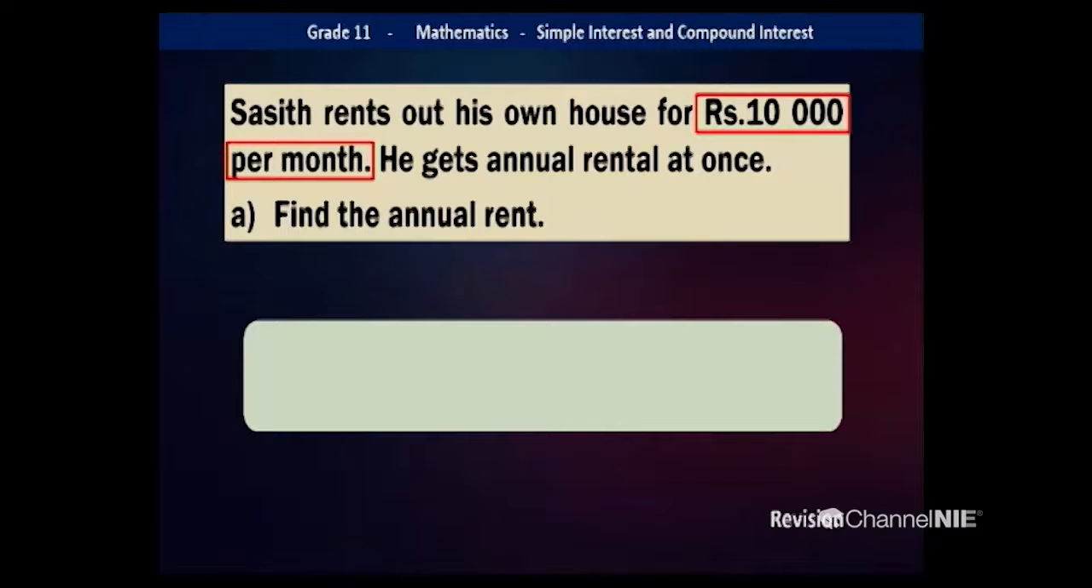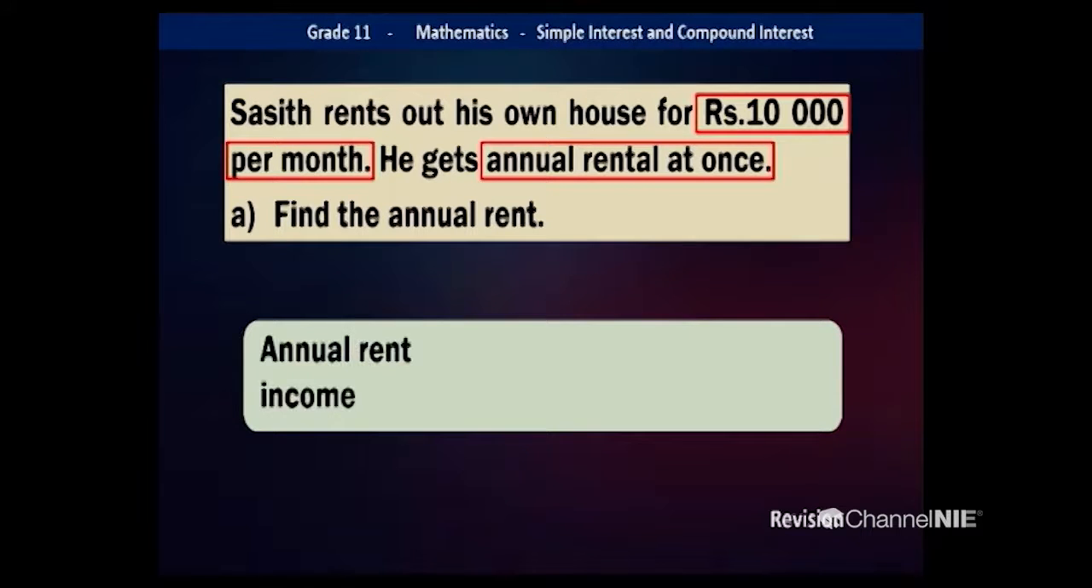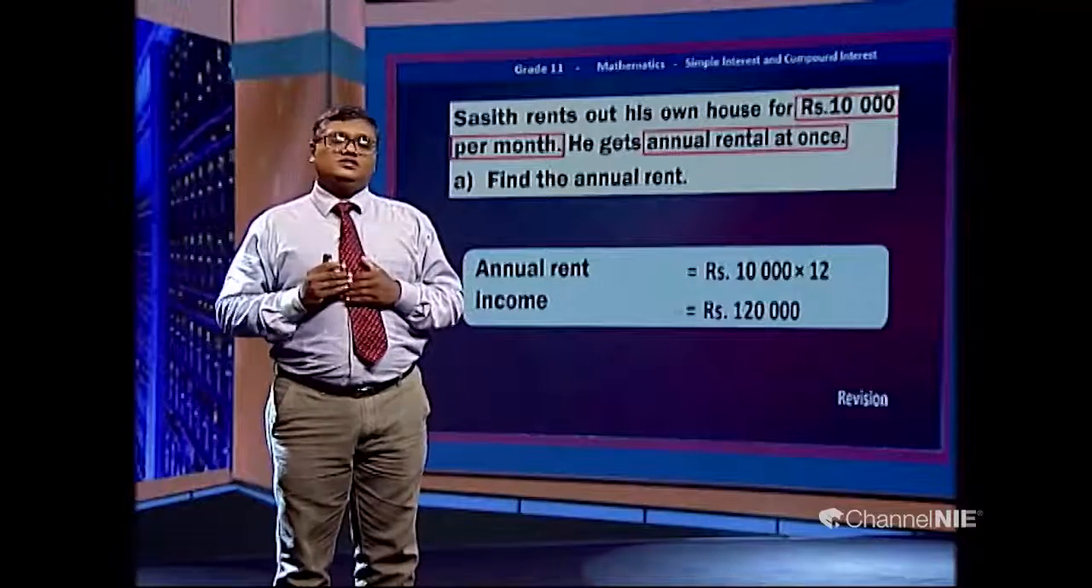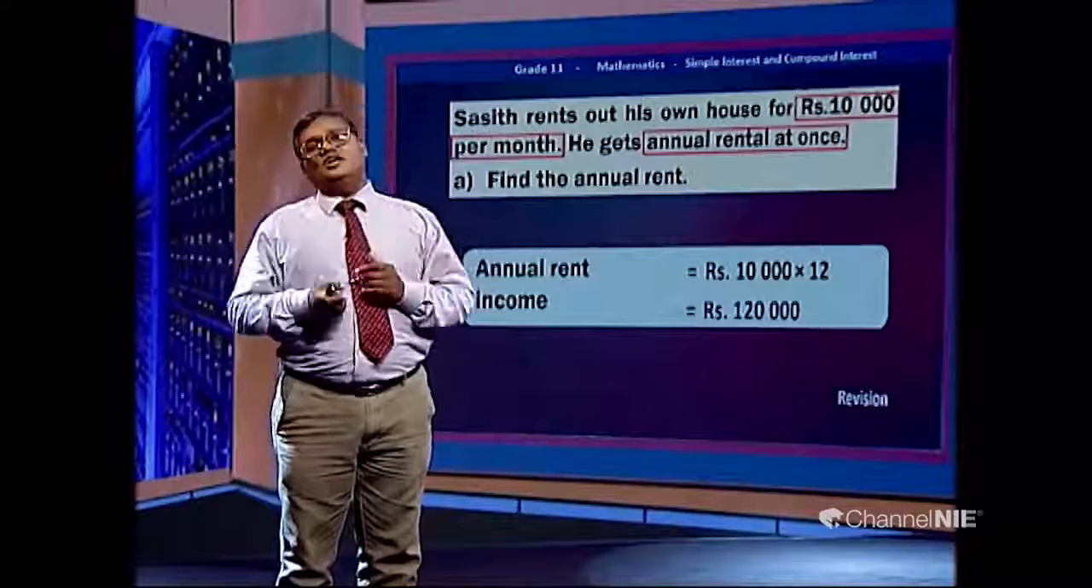First one, find the annual rent. How to find the annual rent? Now monthly rent is 10,000. Annual rent means how many months for the year? You know, 12 months. Then how to find the annual rent? 10,000 multiplied by 12. Then it is 120,000. Then this person will get 120,000 per year as the rent income.